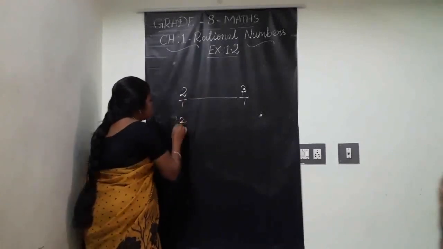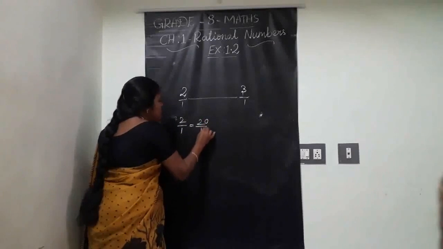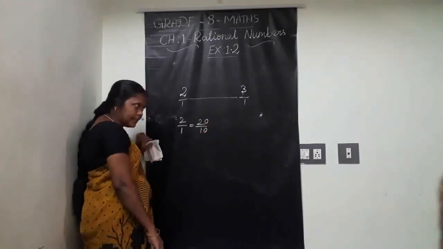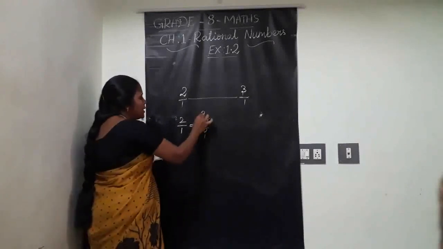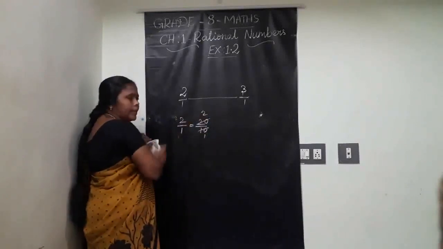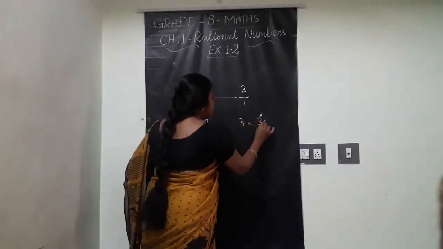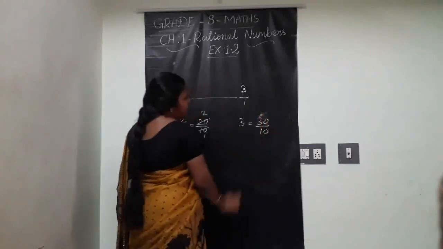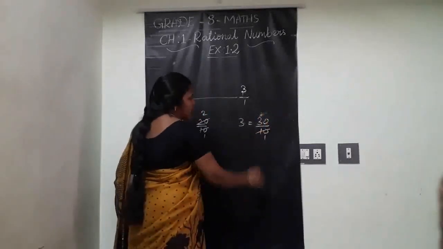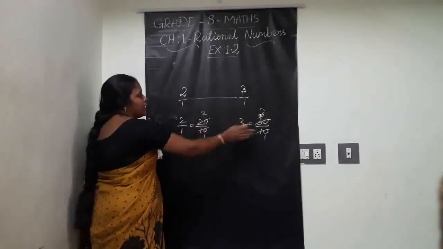See, this 2 by 1 can be written as 20 by 10. Am I correct? Correct only. Clear? 1 ten is 10, 2 tens are 20, 2 we are getting. Likewise, 3 can be written as 30 by 10. 1 ten is 10, 3 tens are 30, 3 we are getting.